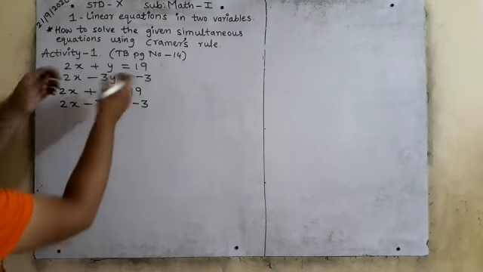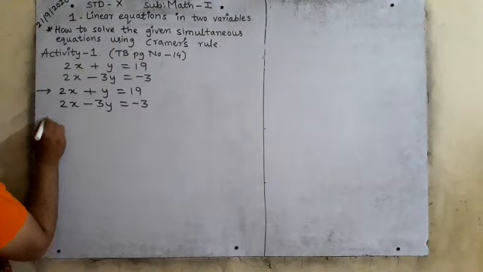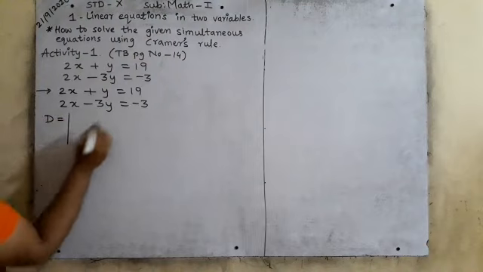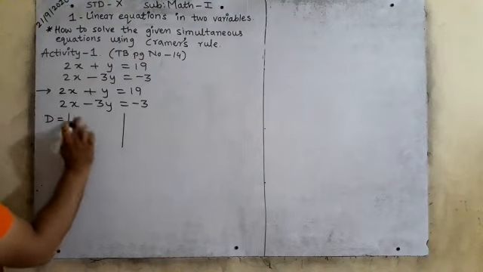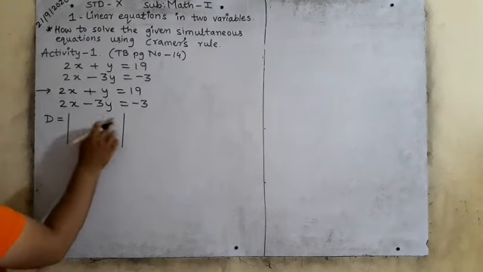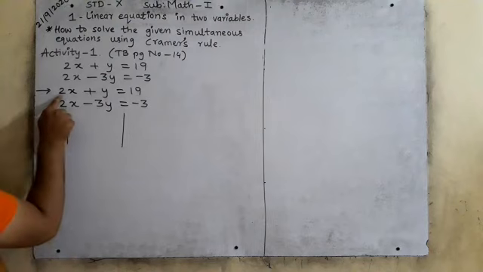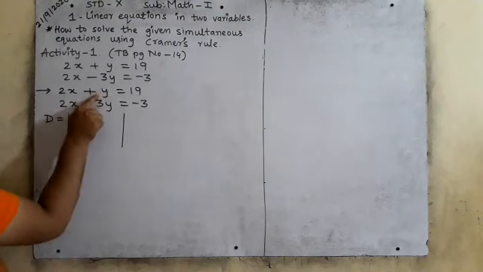First equation up, second equation down. Okay. Now first, in Cramer's rule, first we will find out D for determinant. Okay. So determinant requires 4 numbers A, B, C, D. What will the four numbers be here? So it is very simple. You have to see the coefficient of x and coefficient of y.